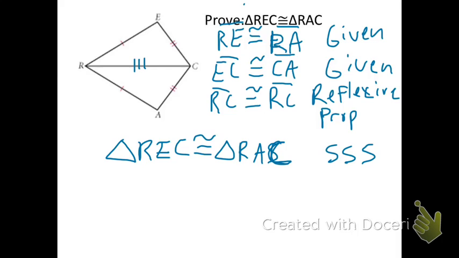And lastly, this is one of the 3 things that I talked about before the video, and that's same segment. Always look if 2 triangles share a segment. If they do, mark it off as congruent in both triangles, like I did here, marking off RC with 3 tick marks. Alright, let's do another proof.